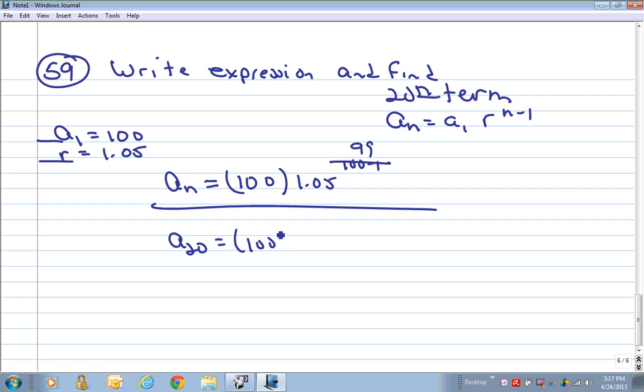That would be 100 times the 1.05 raised to the 20 minus, what did I do up here? Sorry, that would be n minus 1. I don't know what I did. 20 minus 1. And 20 minus 1 would be 19.